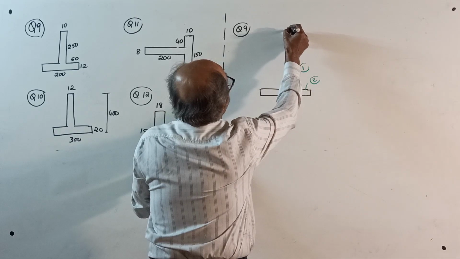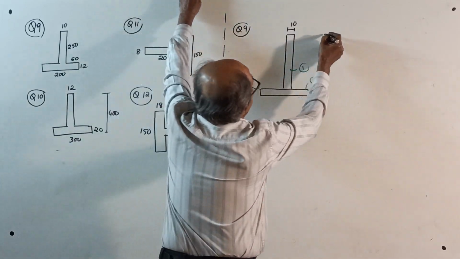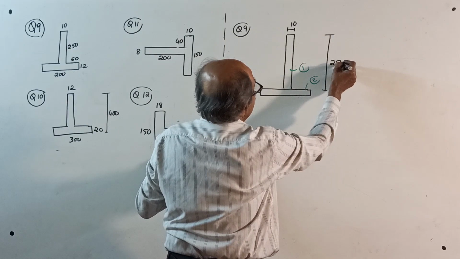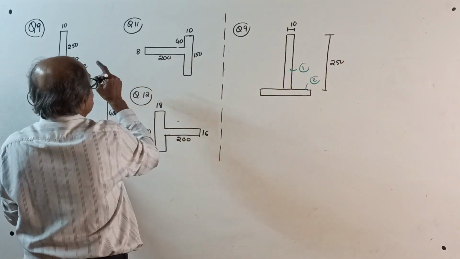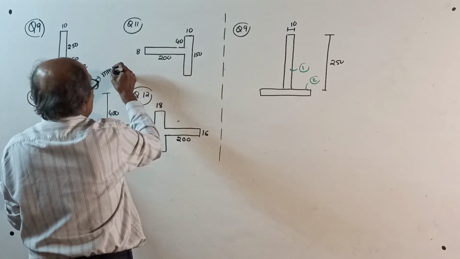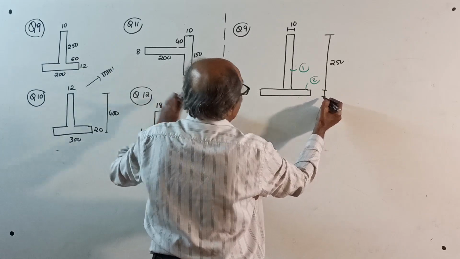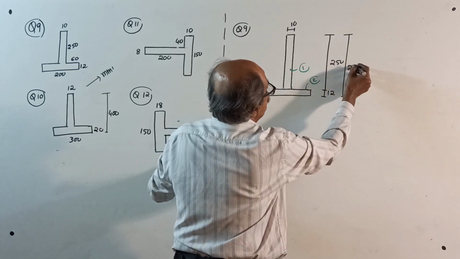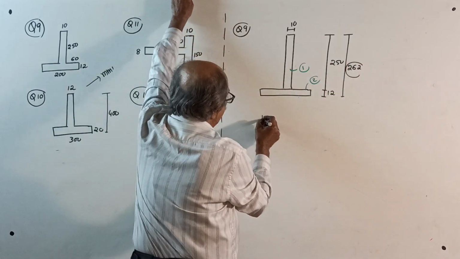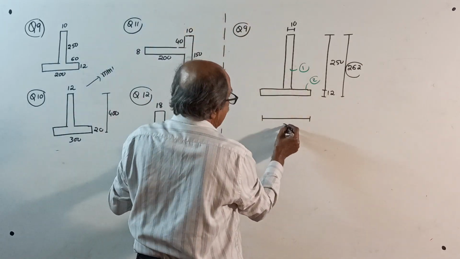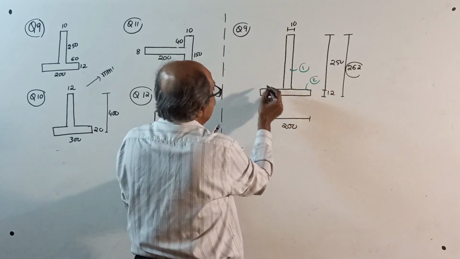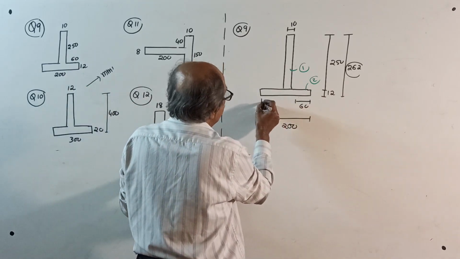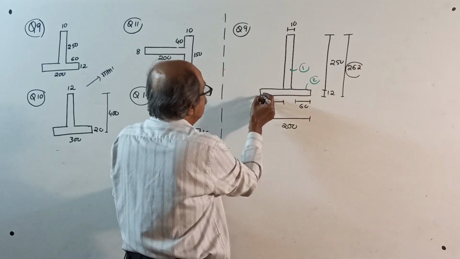Dimensions. 10, full is how much it is? 250, all millimeter. I won't waste time now. Everywhere question is locate centroid, all dimensions in millimeter. 250, this is 12. So if you want overall depth, it will be 250 plus 12, 262 calculated. And this full width is 200. And this offset, they told this offset is 60.